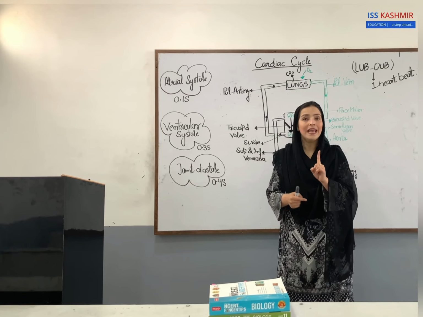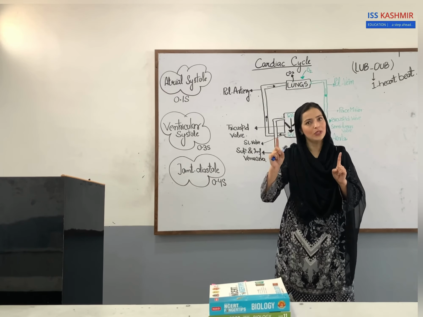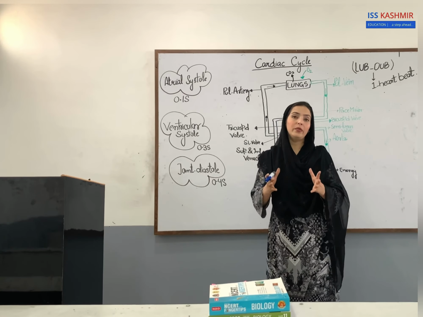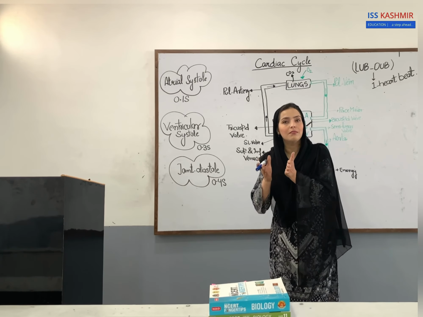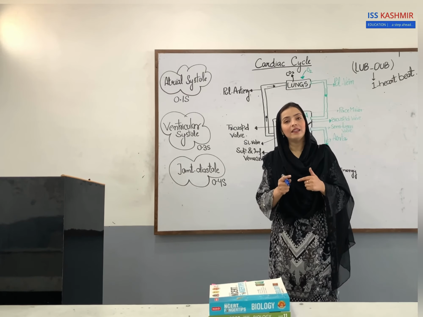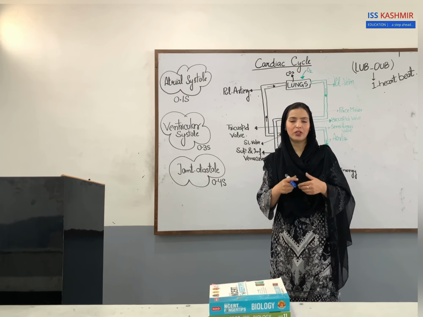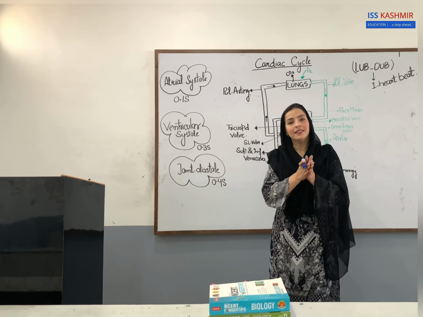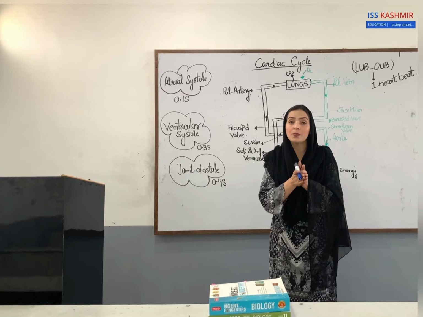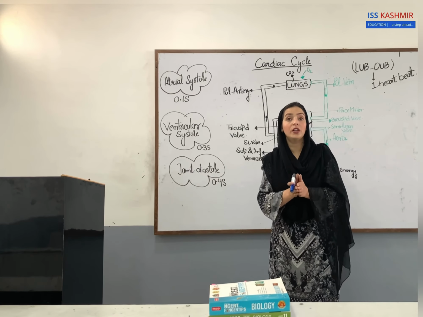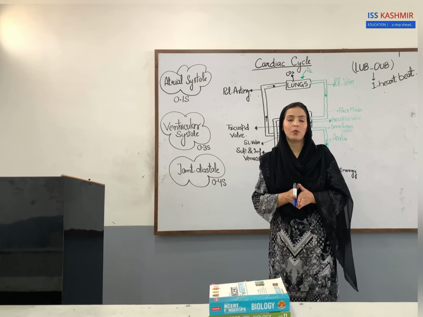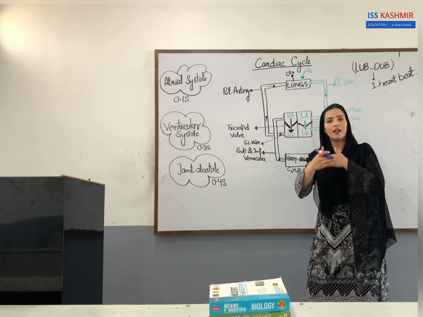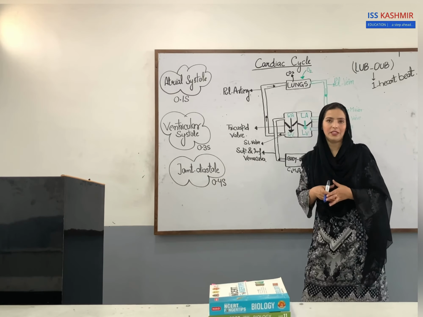So one heartbeat includes two sounds, the lub sound and the dub sound. Basically, there are a number of events that occur in a sequential manner in the human heart, and these events lead to the production or the generation of this lub-dub sound. So the sequence of events that are responsible for the generation of the heartbeat are what are called the cardiac cycle. Why the term cycle? Because the events are occurring in a cyclic manner, one after the other.